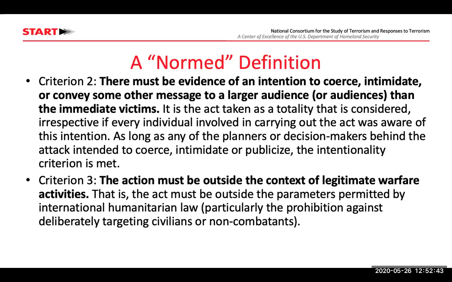But the state committing illegitimate forms of violence is definitely sort of new territory.